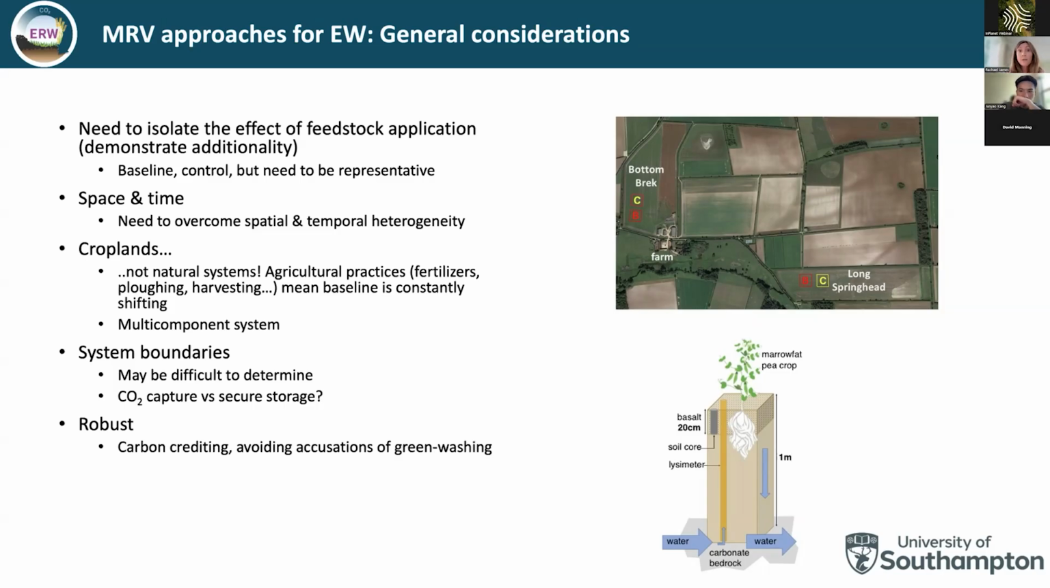And then finally, key to this is we need to be robust, because ultimately we're dealing in a system where we would like to move towards carbon crediting. And so you need to be robust, because what we absolutely have to do is avoid accusations of greenwashing. But we also need to be affordable, because enhanced weathering is only going to be an effective carbon dioxide removal technique if it's delivered at scale. And if it's delivered at scale, that's going to be done commercially, not by my boutique laboratory at a university.